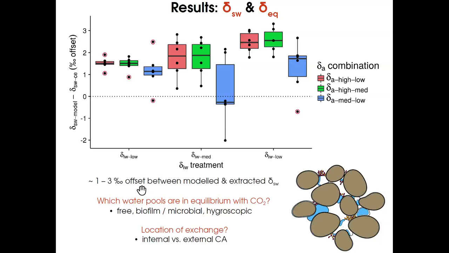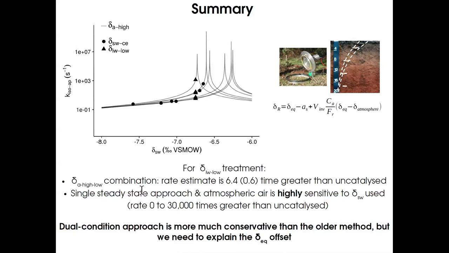By way of summary, going back to the original isotopic method with a single steady state, I took the results for the atmospheric cylinder, computed the model response, and tried to estimate the hydration rate based on the values of soil water we physically extracted and the water we irrigated with. The important thing to note here is this is a log scale. This is for one of the water treatments, and for the high and low combination we used, the estimated rate was about 6.4 with a deviation of 0.4 times greater than the uncatalyzed rate. If we do use this method, the results are between 0 and 30,000 times the uncatalyzed rate, which is obviously terrifying if someone's trying to upscale with a model to explain what constrained GPP, for example.